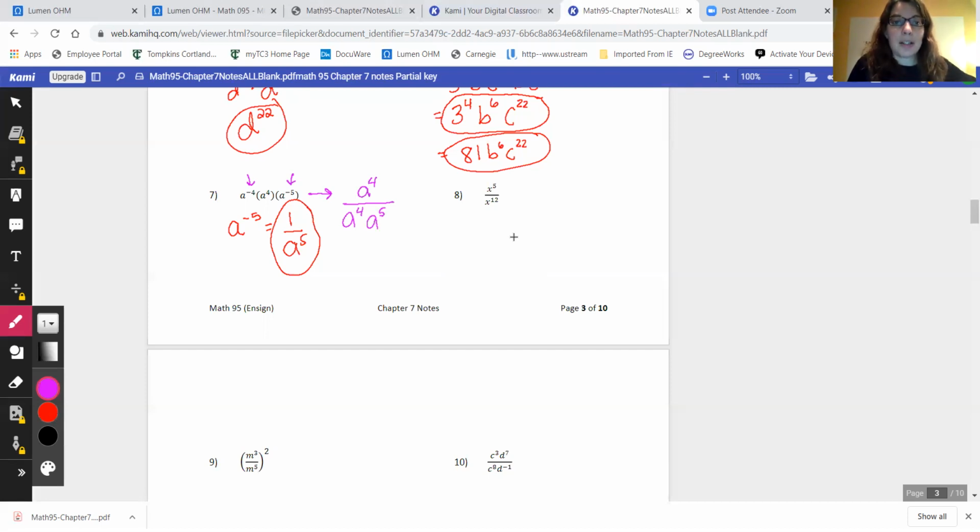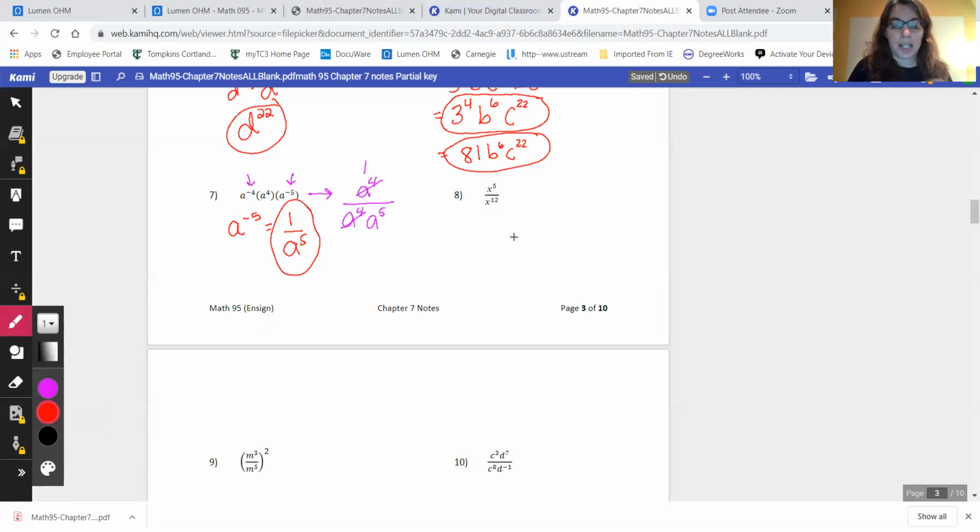And then, you know, I could either say it's a to the 4th over a to the 9th, and then subtract, or you can think that this and this actually just cancel out, right? Anything divided by itself. So I can see where that comes from. So either way, you're getting the same answer.